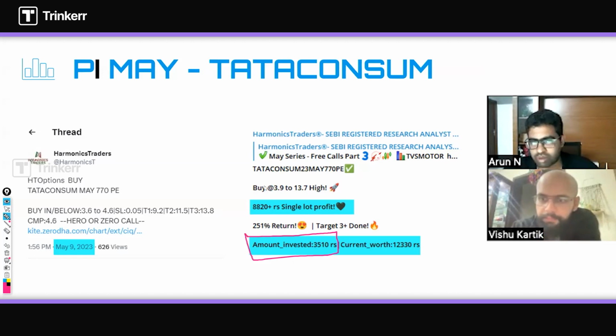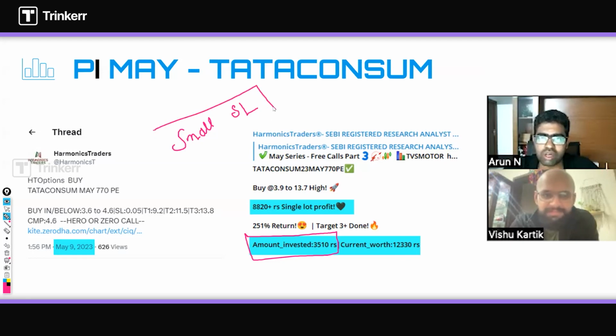People could say a lot of things, but the real, simple, hardcore secret is small SL. Nothing else. It is not too much of technicals or system, algo, ChatGPT. Nothing is supreme, but only this is supreme. So whatever you do, never violate this particular thing. Always trade with small SL.